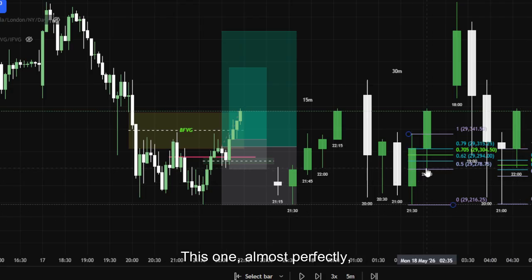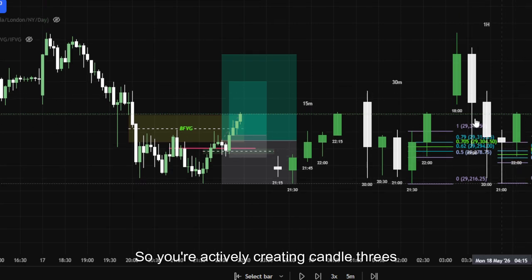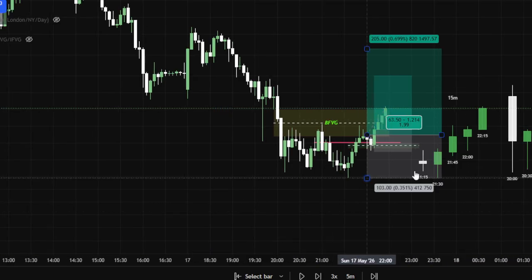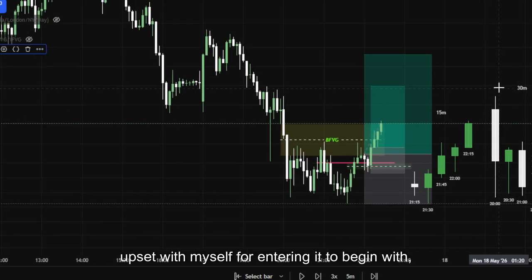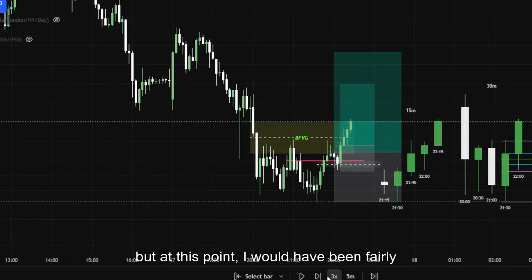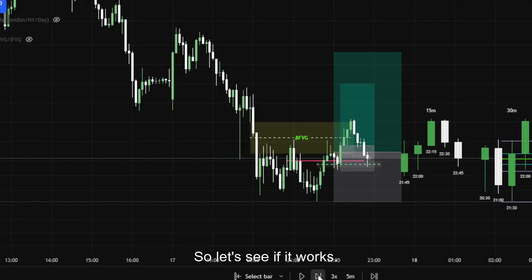This one almost perfectly, 50%, and then expansion through. This one, even before the 50, and you get the expansion through. So you're actively creating candle 3s here all over the place. I would actually feel very confident if I did enter back here. I would have been upset with myself for entering it to begin with, but at this point, I would have been fairly confident in the trade. So let's see if it works.